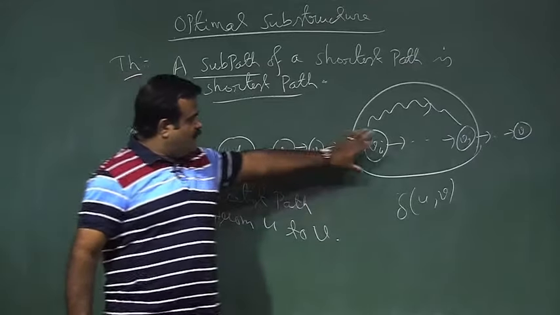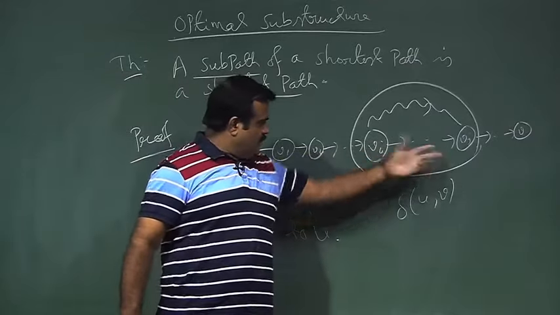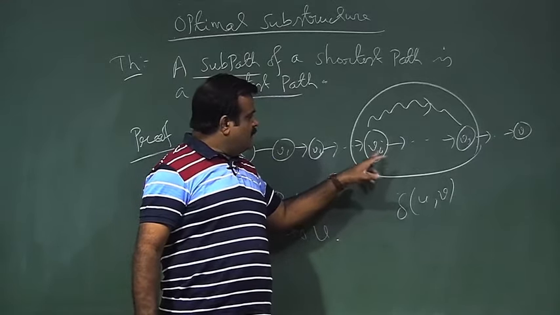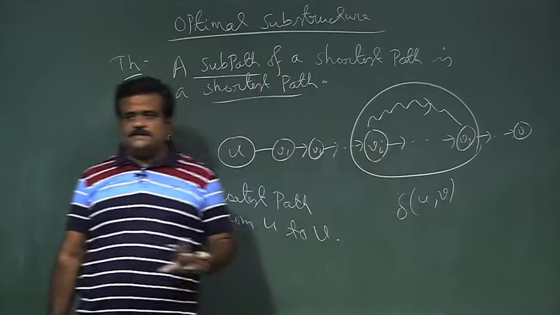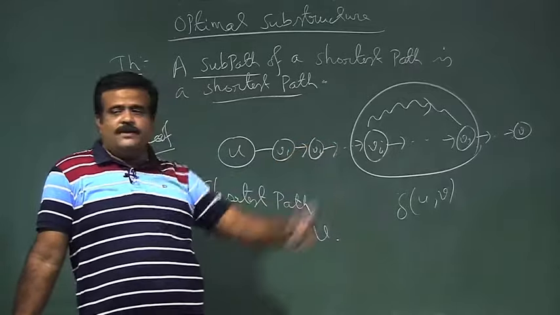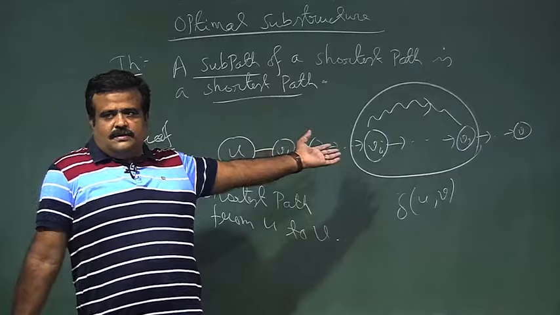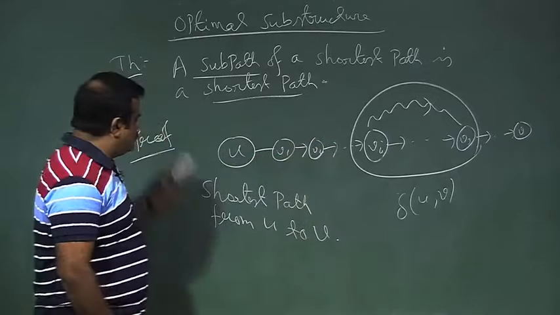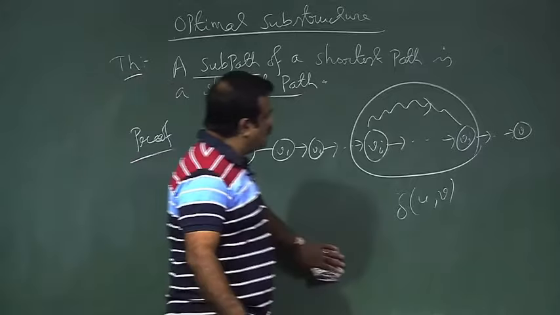If you take this subpath from Vi to Vj in the shortest path from U to V, then this will happen to be the shortest path from Vi to Vj. So this is a subpath in this shortest path. So how to prove that? To prove that, you have to use what is called the cut and paste technique.